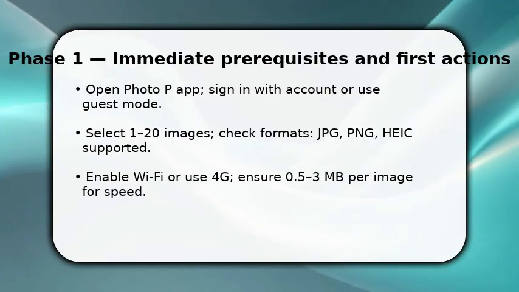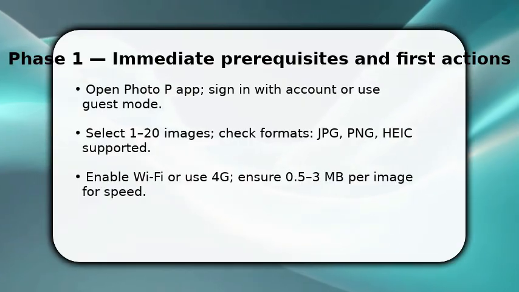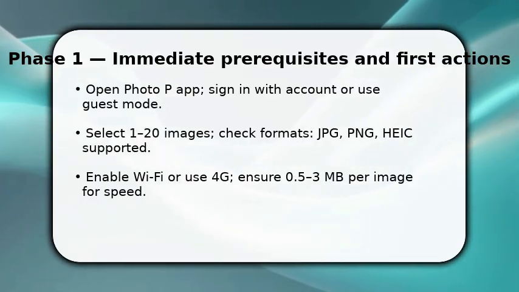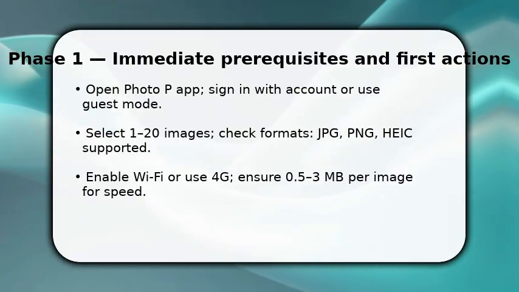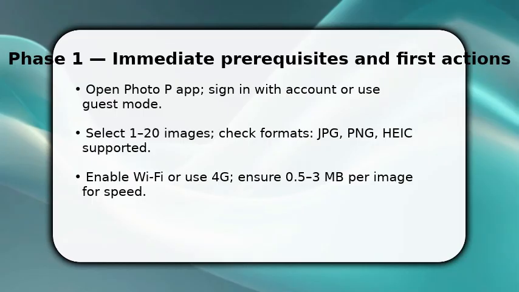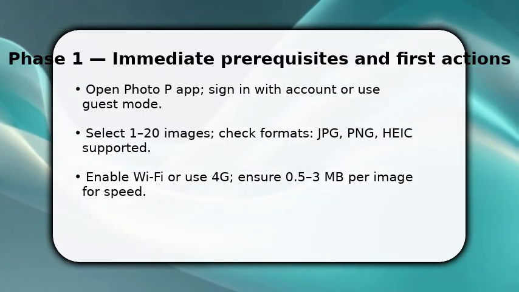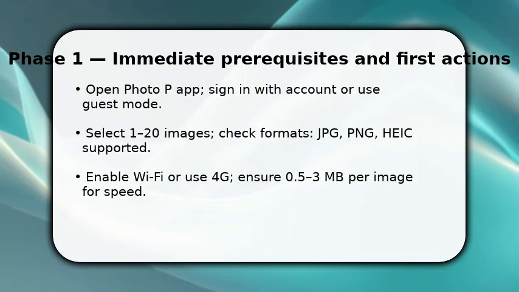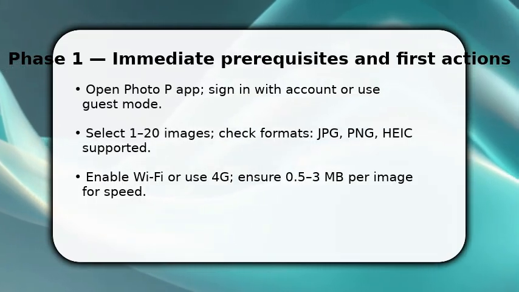You begin by opening Photo P and signing in. This ties edits to your account so you can sync later. Tap the upload icon and pick 120 images because fewer at once reduces upload errors. Once selected, review formats, JPG, PNG, and check file sizes.